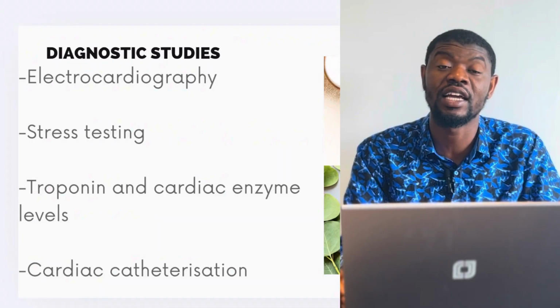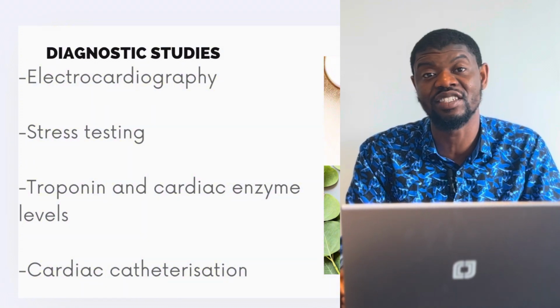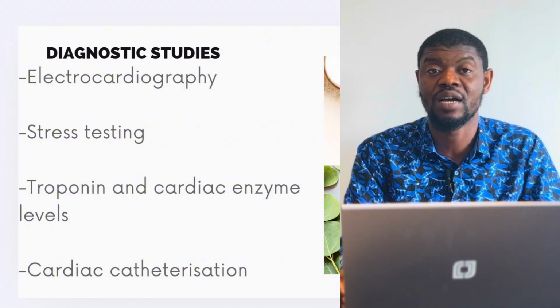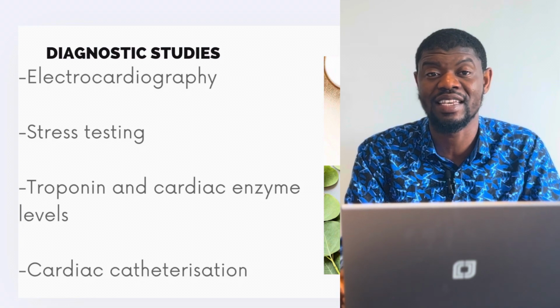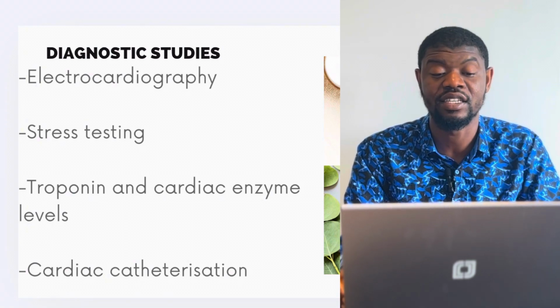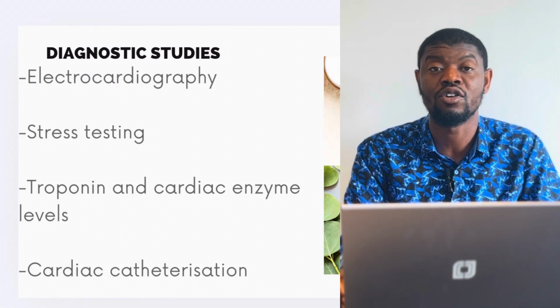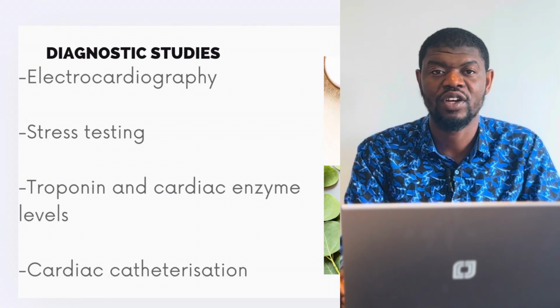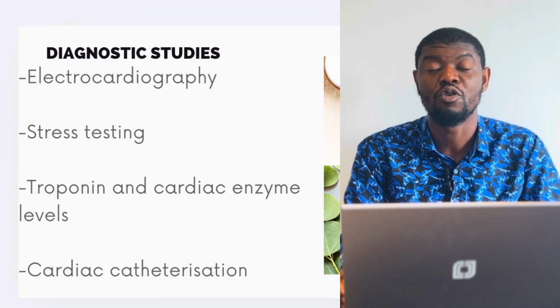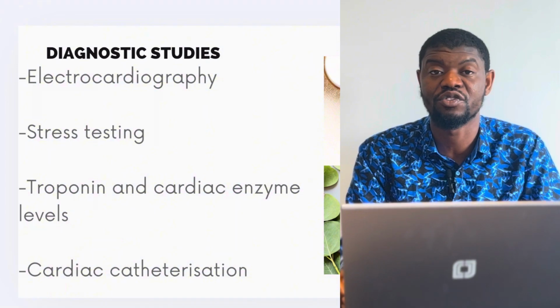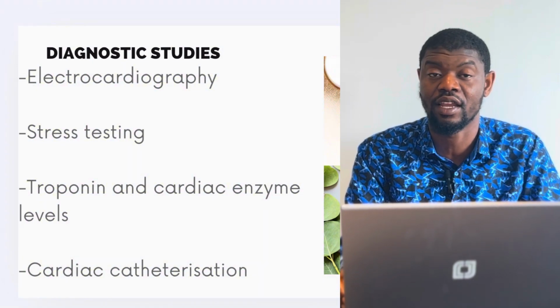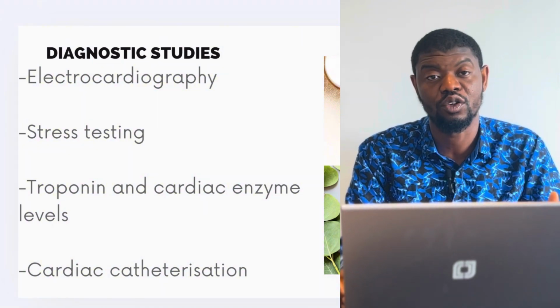Let us look at some diagnostic studies. What are some of the things that can help us identify angina? The very first one is electrocardiography, so that's your ECG. I mentioned that on some of the angina types, you may see cardiac changes on the ECG. Also, you want to do what we call stress testing. So usually it is just monitoring the heart whilst you are being put under some level of stress. So it could be exercising and you're monitoring your heart whilst you are doing that.